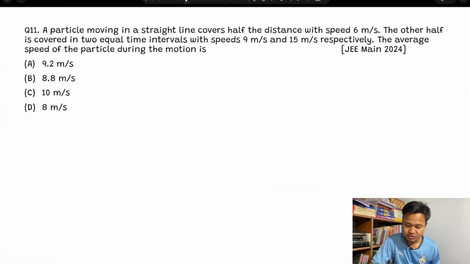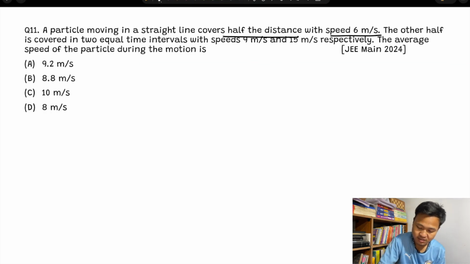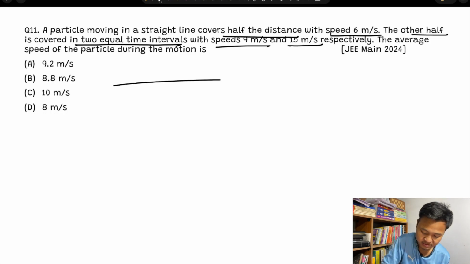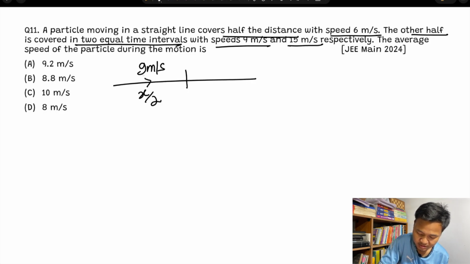This is a JEE Main question from 2024. A particle is moving in a straight line, covers half of the distance with speed 6 meters per second. The other half it covers in two equal time intervals, t2 by 2 and t2 by 2. In one it goes with 9 meters per second and in the other it goes with 15 meters per second.